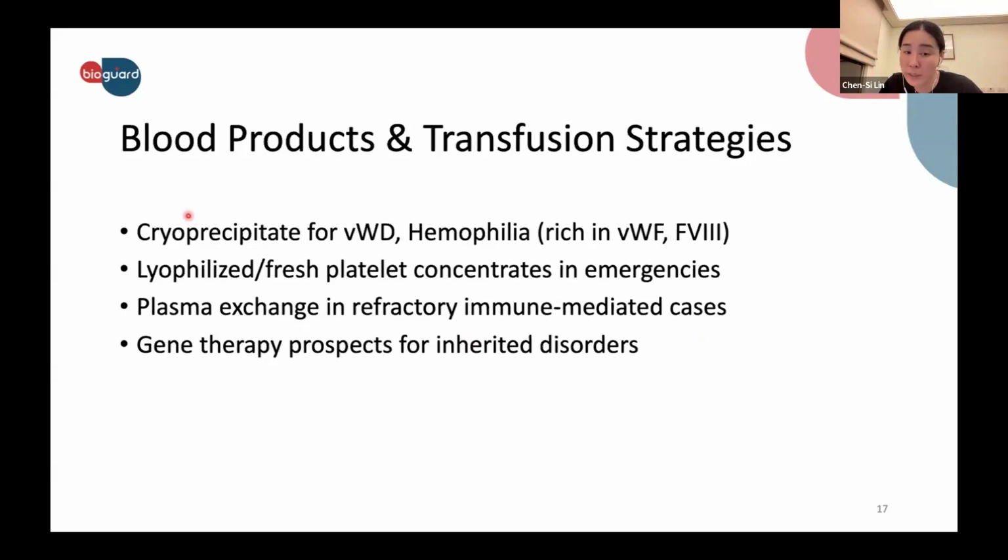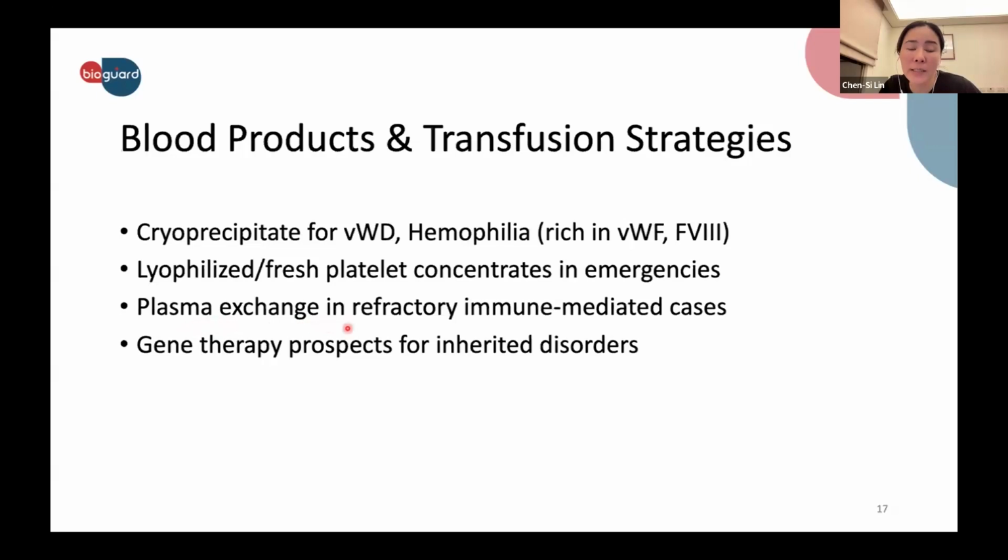Such as cryoprecipitate that we mentioned. It can be pretty useful for the treatment of VWD as well as hemophilia, because cryoprecipitate is rich in coagulation factors. We can also use lyophilized as well as fresh platelet concentrates for critical thrombocytopenic bleeds. So I think that's one of the good choices that we can use.